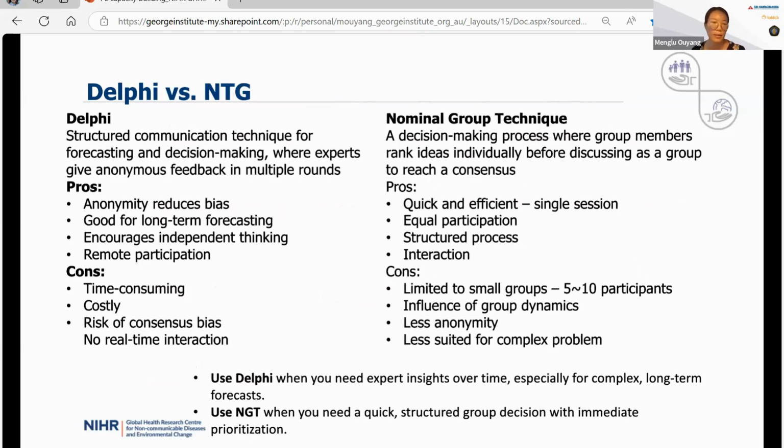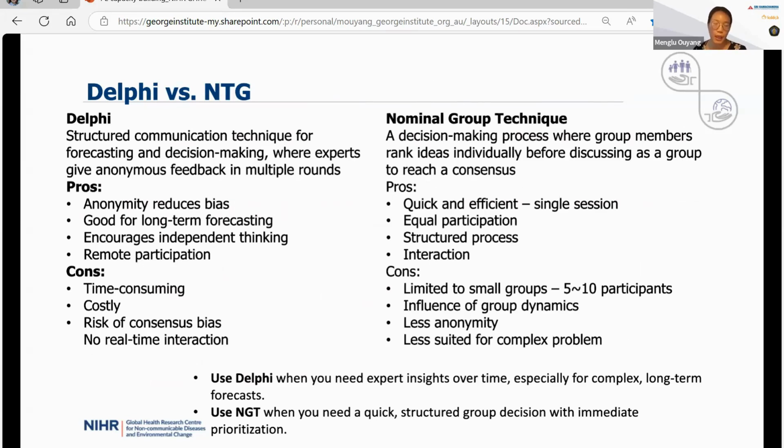I think in the last session, some students asked about the difference between the Delphi and the nominal group techniques. So we added a slide regarding this, just to help you better understand the difference and how we can better choose the approach for data collection.